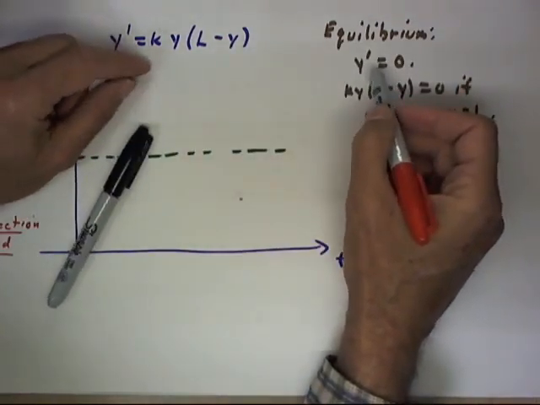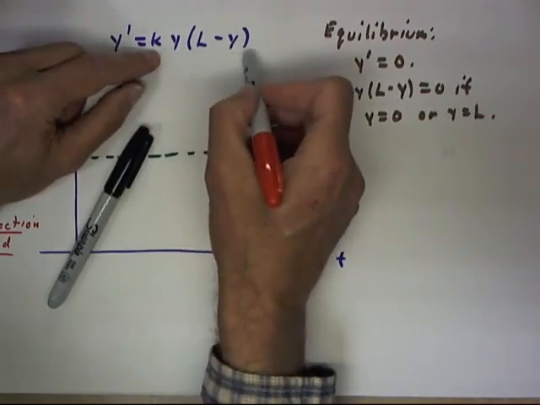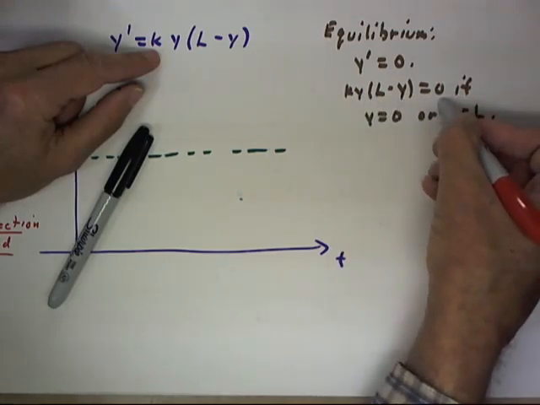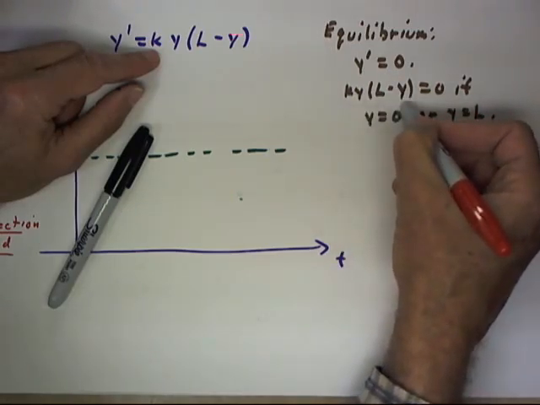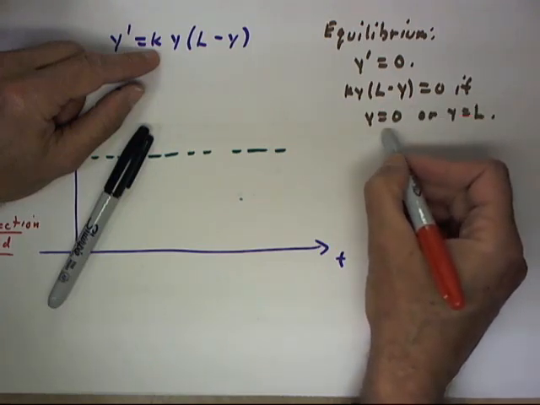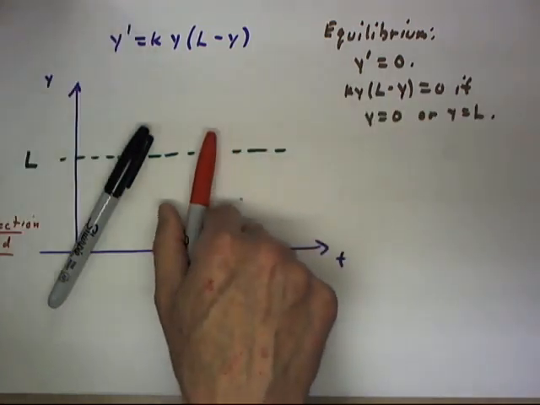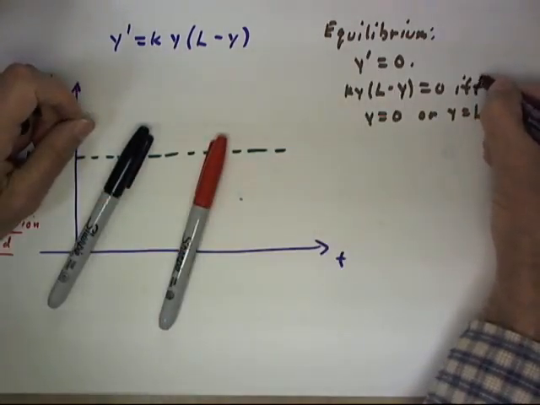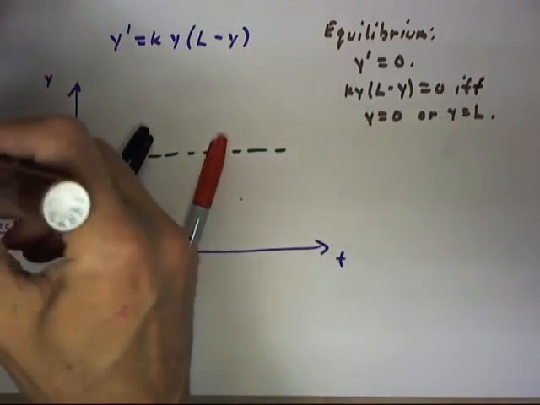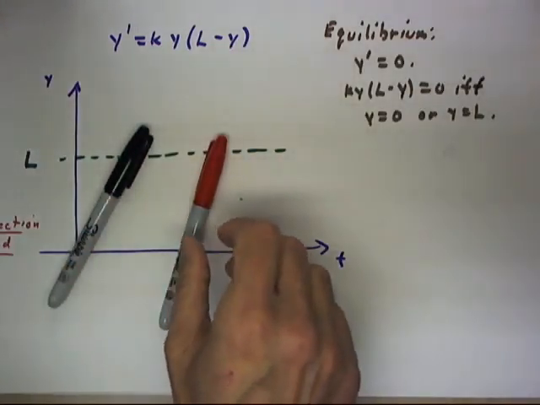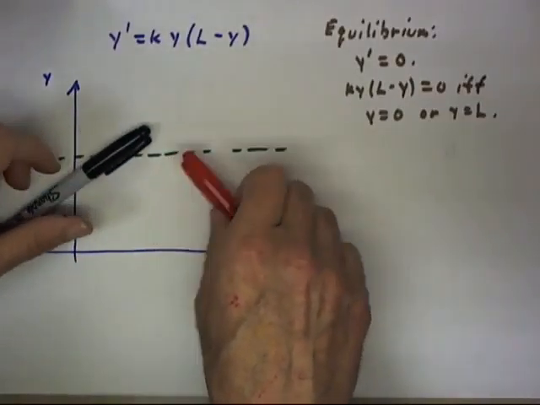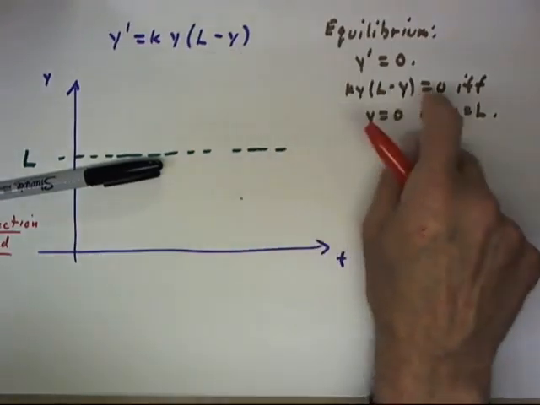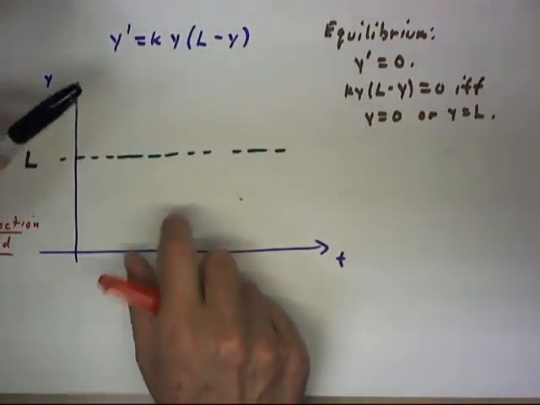Now, if y prime equals 0, since y prime equals ky times (L minus y), it follows that ky times (L minus y) is 0. And this occurs if y equals 0 or y equals L. And actually that's an if and only if. The only places this function is 0 are when y equals 0 and y equals L. Now, this function, ky times (L minus y), is therefore equal to 0 at y equals 0 and y equals L.